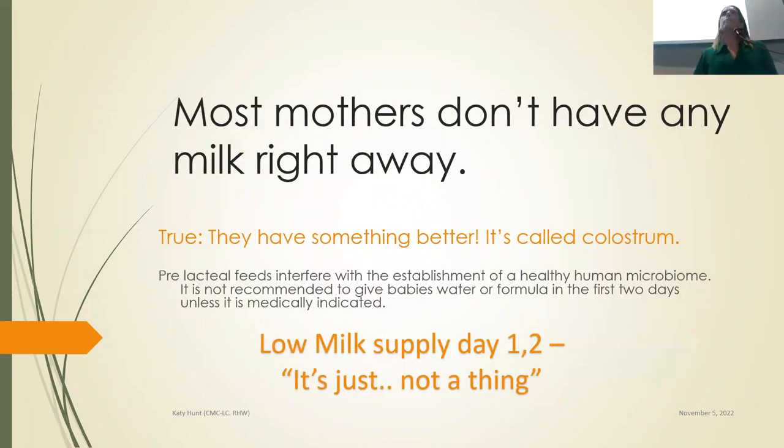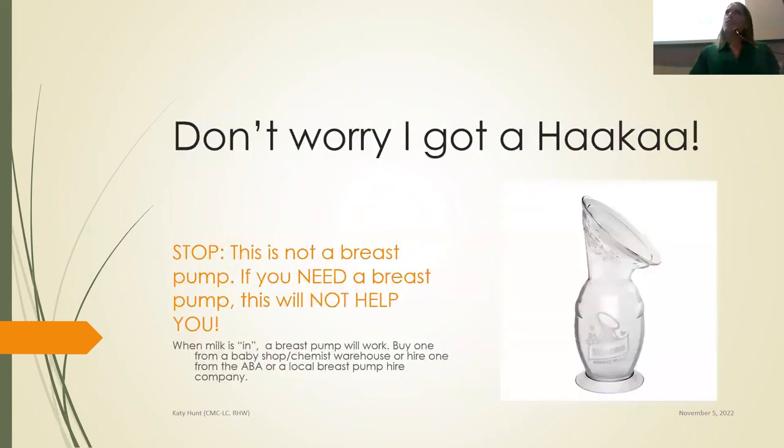Most mothers don't have milk right away. That is true, but they have something better. It's called colostrum, the first milk, the most nutritious thing a human will consume in their life. Sometimes mothers think, oh, I haven't got any milk, because they go home really early now. They might ring you and say, I haven't got any milk. Oh, okay, it's 24 hours since your baby was born. That's normal. The midwives on the ward say, what, low supply on day 2? That's just not a thing. I quite like that saying. The mothers kind of defuse quite quickly on that one.